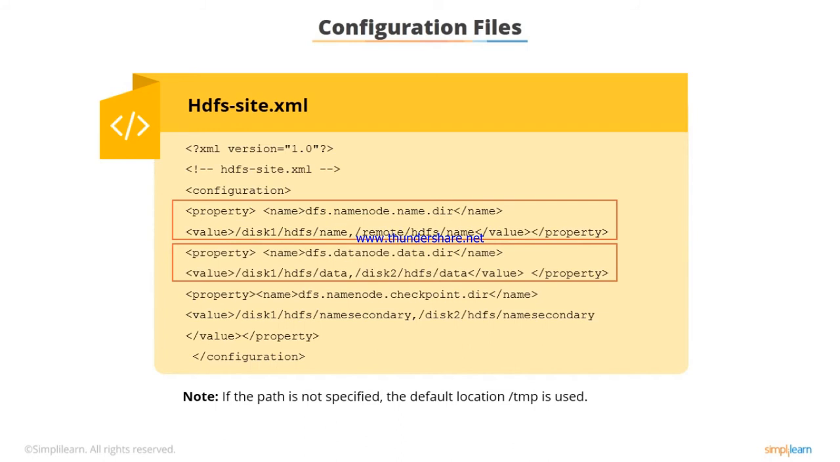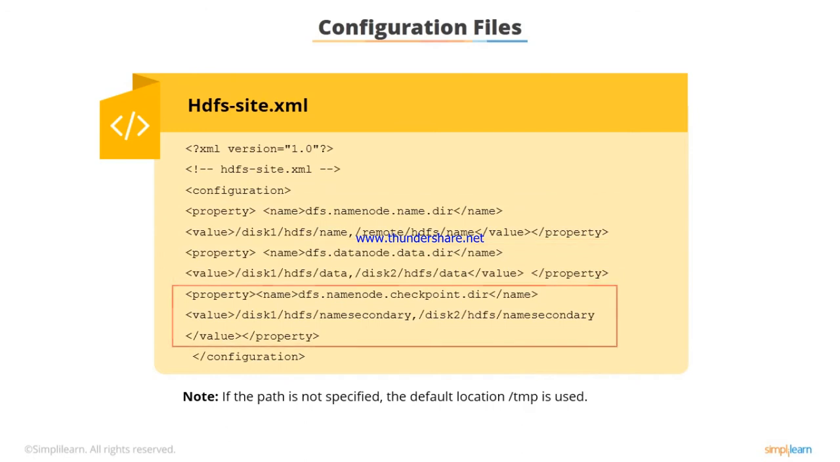It is recommended that you have metadata or stored data in multiple locations, such as multiple disks or a remote disk, using an NFS mechanism. The advantages of storing data in multiple locations include fault tolerance, better read-write I/O, and so on. The property dfs.namenode.checkpoint.dir should contain the path for the secondary name node, which does the checkpointing and stores a copy of name node's metadata.